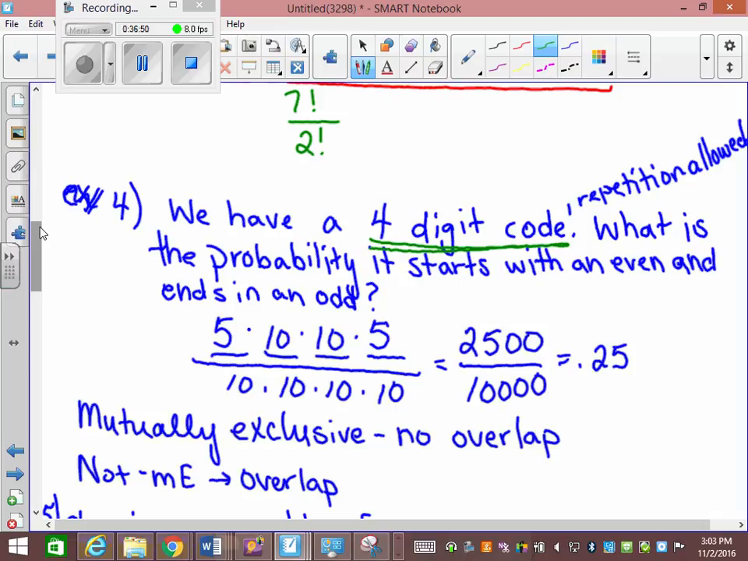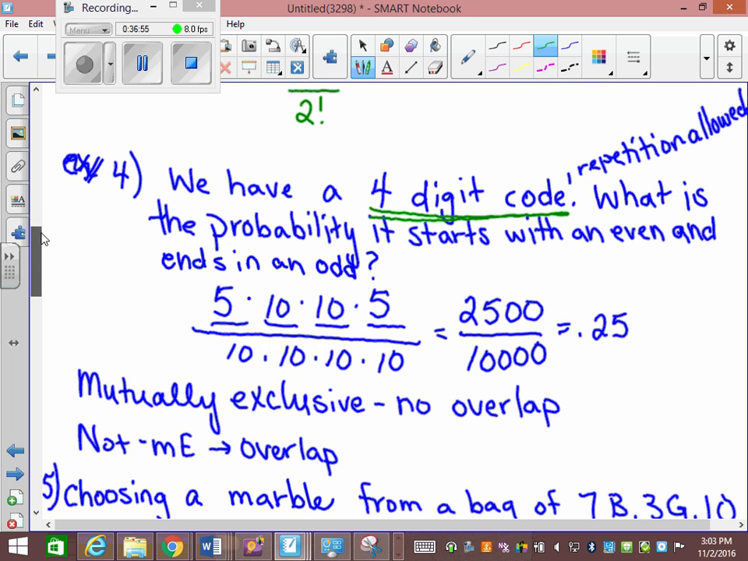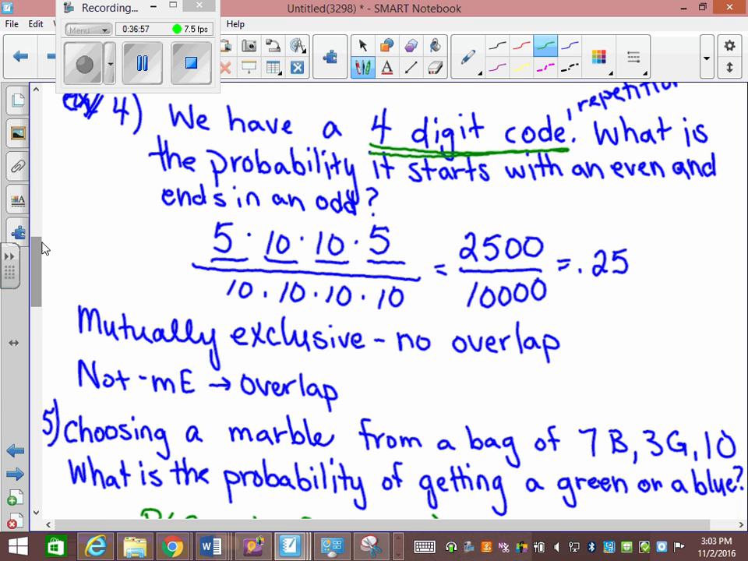Mutually exclusive means no overlap. Not mutually exclusive means overlap, right? So we're going to do some questions. Choosing a marble from a bag of 7 blue, 3 green, and 1 orange, not 10, that's 1 orange. What is the probability of getting a green or a blue? So you're choosing a marble.